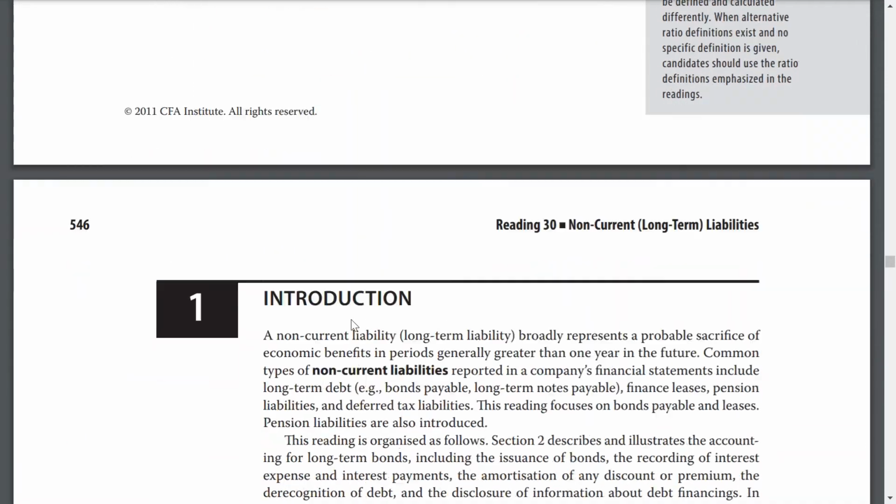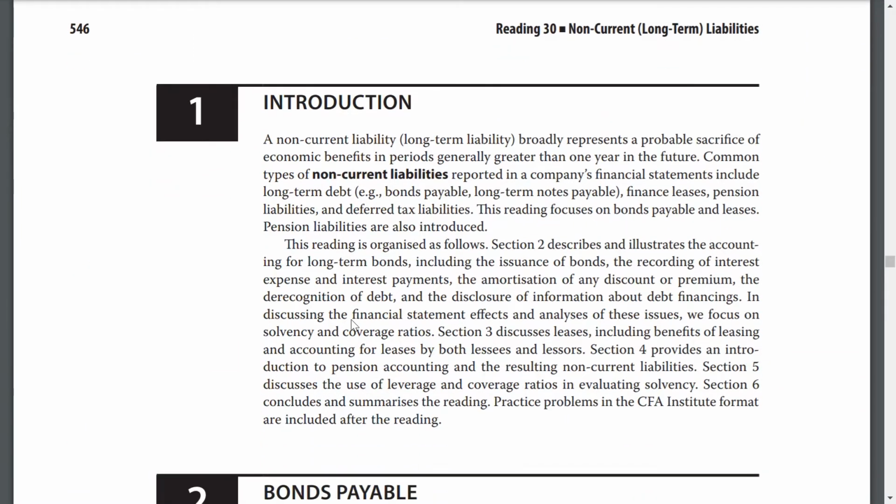Introduction. A non-current liability, or long-term liability, broadly represents a probable sacrifice of economic benefits in periods generally greater than 1 year in the future. Common types of non-current liabilities reported in a company's financial statements include long-term debt, finance leases, pension liabilities, and deferred tax liabilities. This reading focuses on bonds payable and leases; pension liabilities are also introduced.